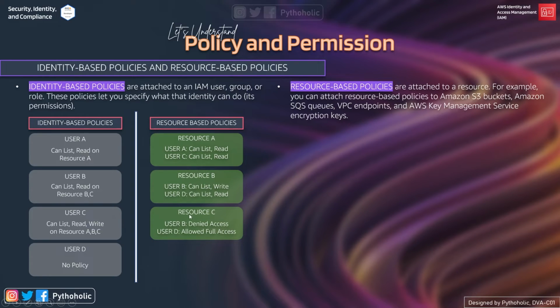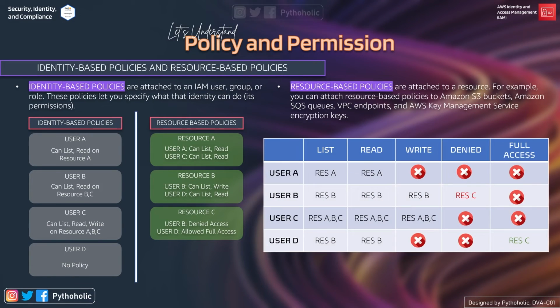The last one is for resource C, where user B is denied access. So there is a deny in the resource-based policy for resource C. And user D is allowed full access, so user D has full access to resource C. This is the total policy implementation of the AWS account. Now let's see how it actually affects access.